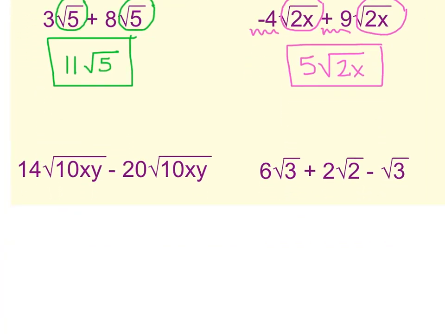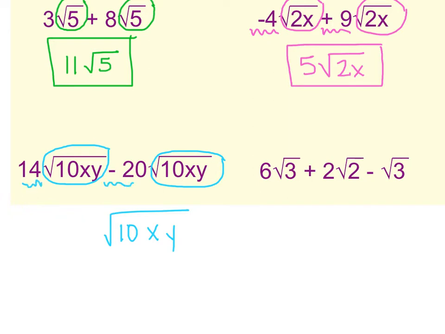Alright, so even if it starts to look more complicated, all we're focusing on is, is our radical the same? If it's the same, it's going to stay the same. That's going to stay as a square root of 10xy. And the question is, how many of those do we have? We have 14 of those, and we're subtracting 20 of those. So 14 minus 20 is a negative 6 of those square root of 10xy.